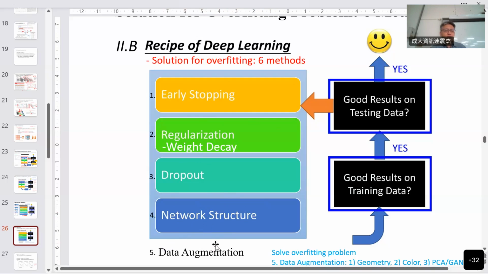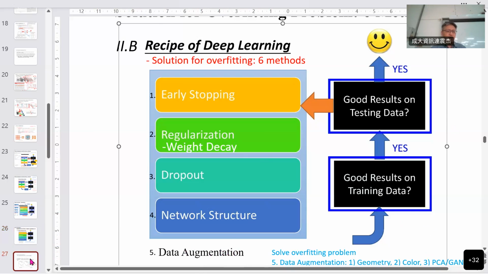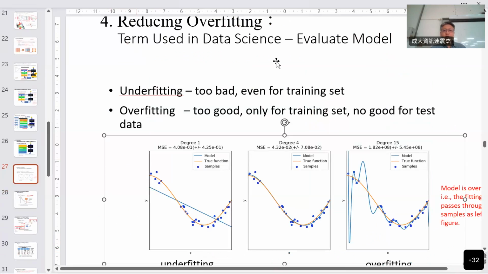The fifth is to get more data. We call it data augmentation. And the sixth one is transfer learning, something like that. I forgot to write transfer learning. So what is overfitting?